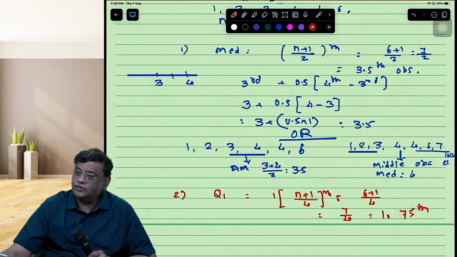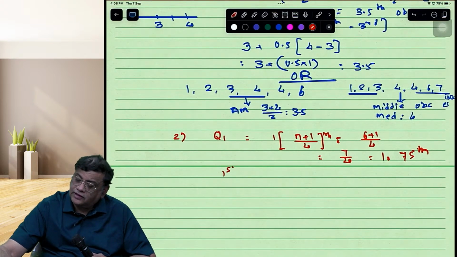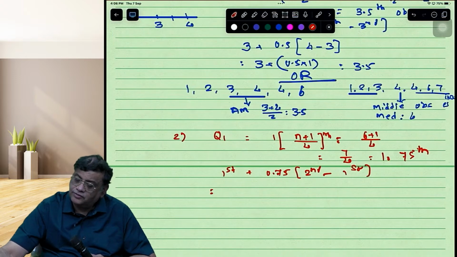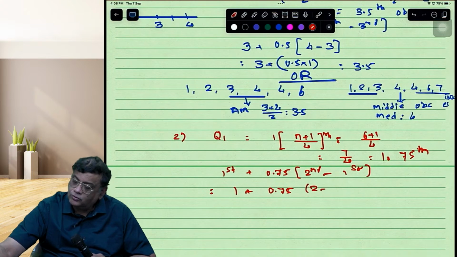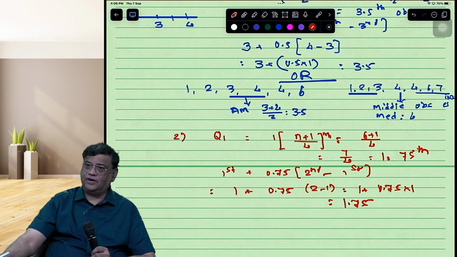1.75th observation. But the 1.75th observation means first is complete plus 0.75 into second minus first. Now the first observation is 1, and 0.75 into (2 minus 1). That means 1 plus 0.75 into 1, so that will be 1.75. So the first quartile is 1.75.